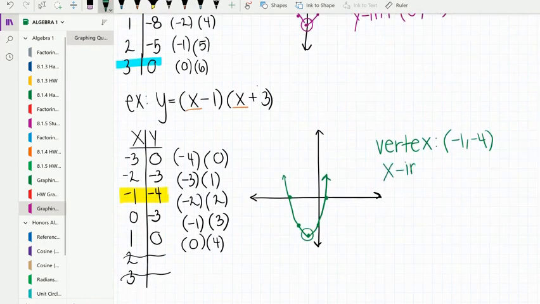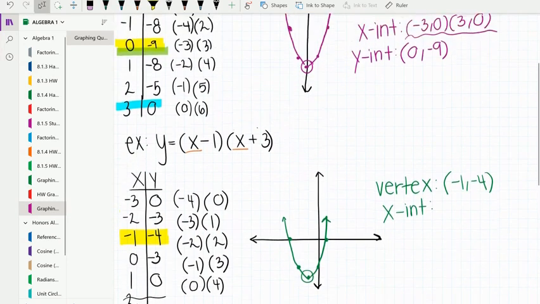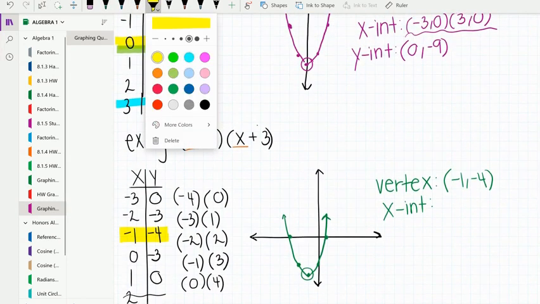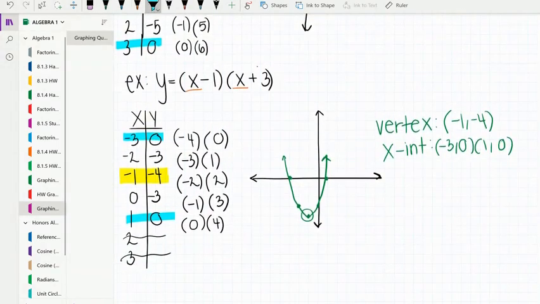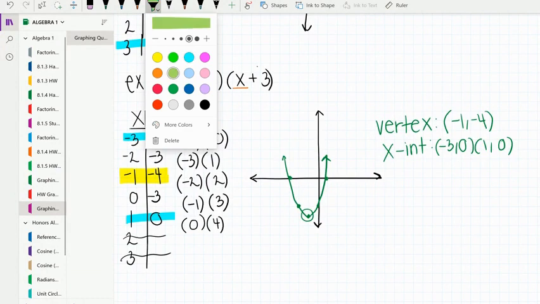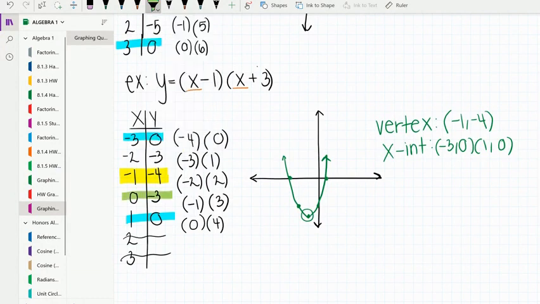The x-intercepts are where it crosses the x-axis. So we look at either the table or the graph. If you look at the table, you can see the x-intercepts are -3, 0, and 1, 0. So we have -3, 0, and 1, 0. And if you look at the y-intercept, you can see that it's when x is 0, or you can look at the graph and see it as well. So the y-intercept is 0, -3.